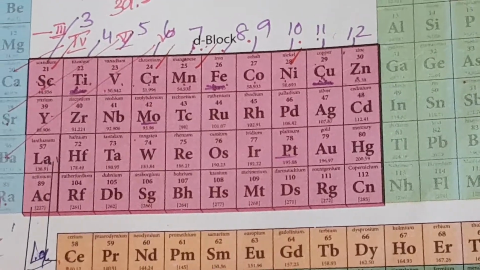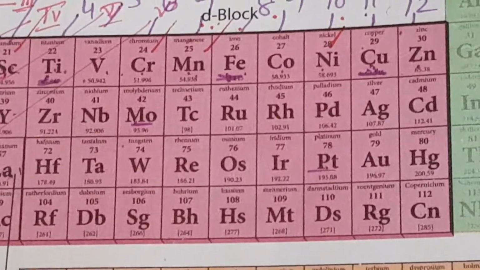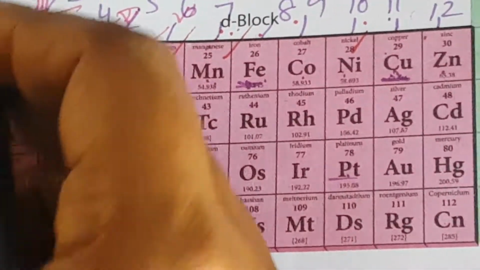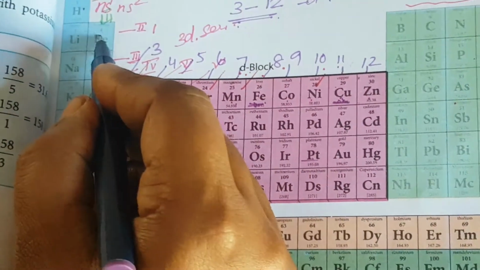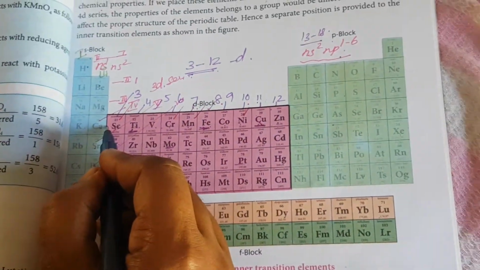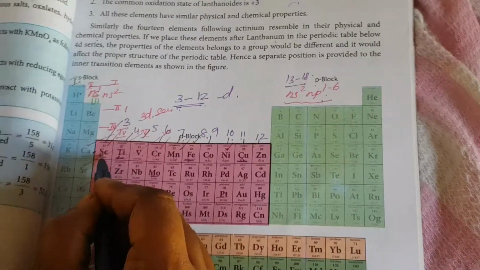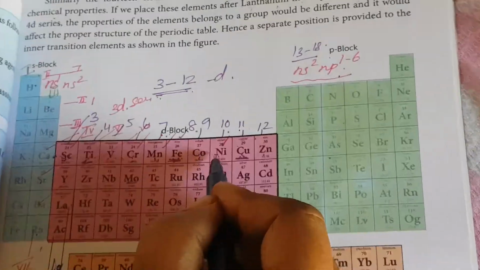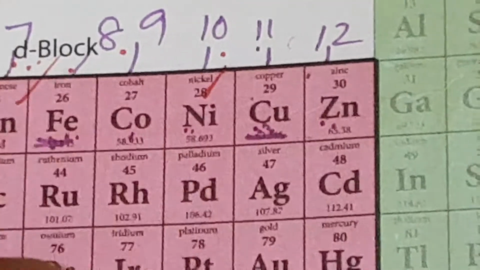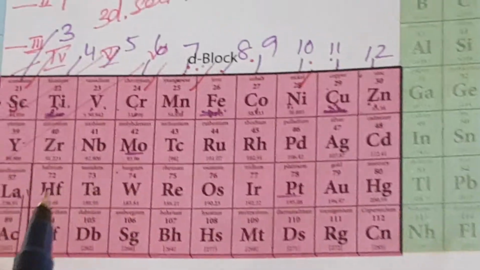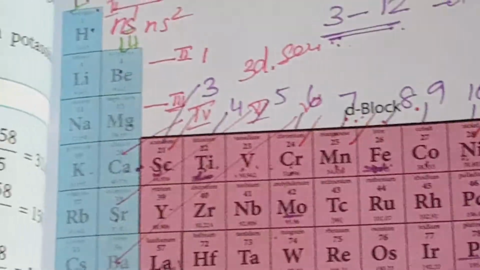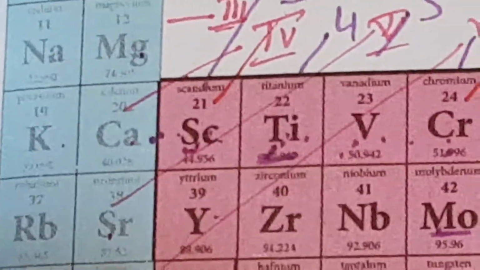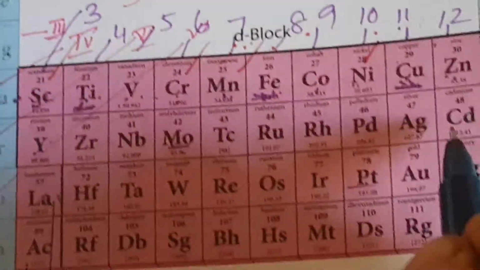So what is the electronic configuration? What is the fourth period? As already told, there is the first period, second period, third period, and this is the fourth period. It starts with scandium, titanium, vanadium, chromium, manganese, iron, cobalt, nickel, copper and zinc. So the fourth period is scandium to zinc.